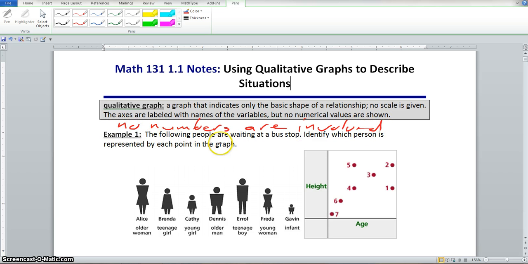Okay, now, the following people are waiting at a bus stop. Identify which person is represented by each point on the graph. Now, what happens here is numbers were used, but these numbers are just to signify who is who. This has no basis on what the graph is.